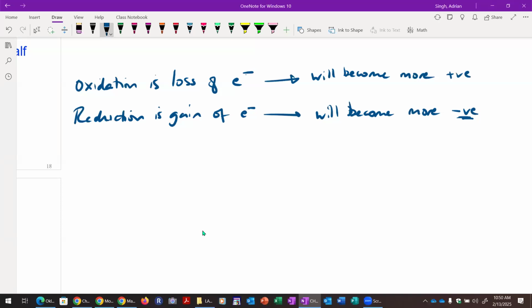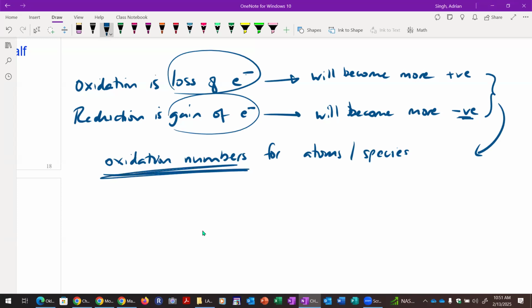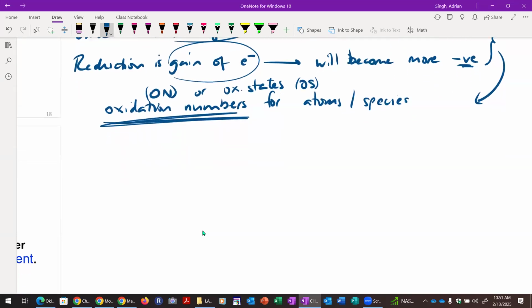So this has implications for what's known as the oxidation numbers for the atoms or the species involved. We may not be able to see the actual electrons being lost or gained, but we can look at things called oxidation numbers, which we often abbreviate as ON, or sometimes we call them oxidation states, which we abbreviate as OS. They both mean the same thing. And there are a couple of rules that dictate what's happening here. So let's take a look at an example.